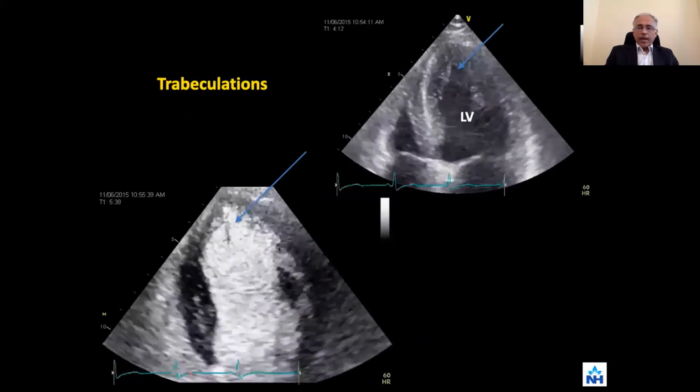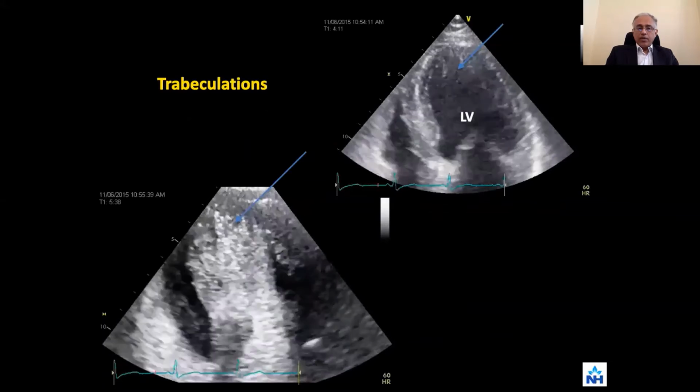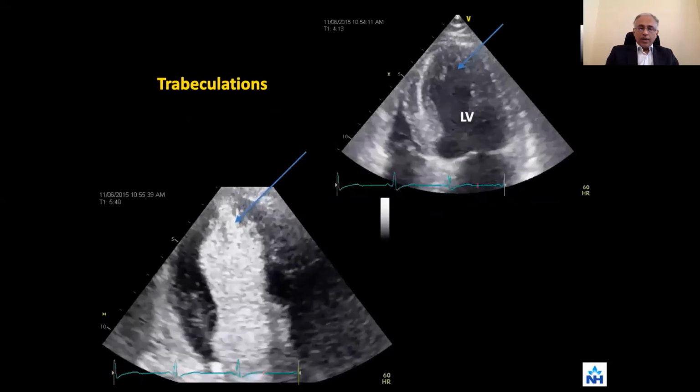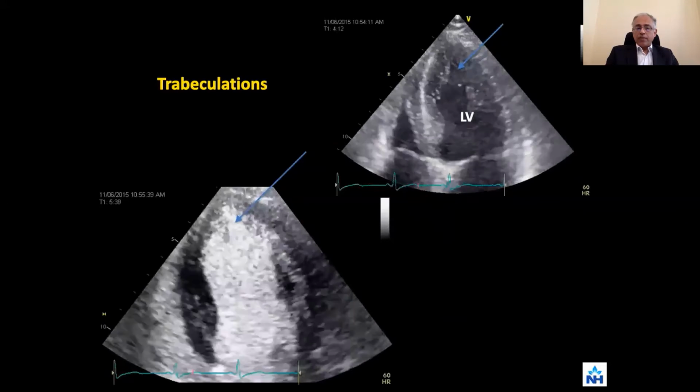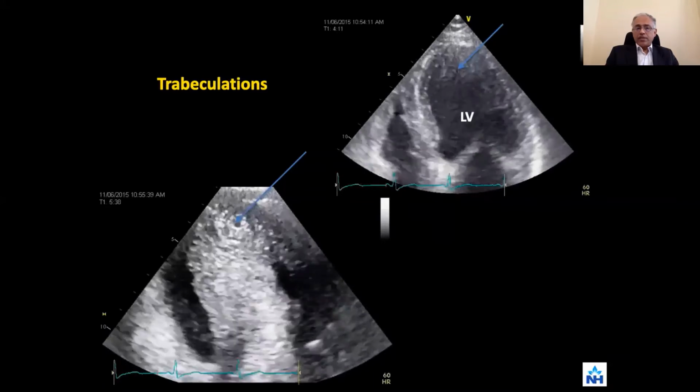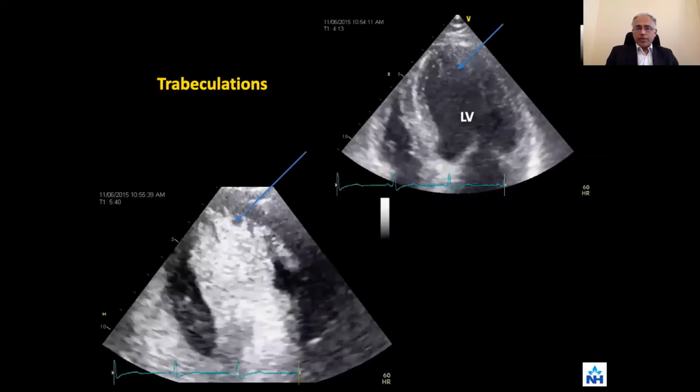So you can have the contrast echo. The contrast echo separates out the mass from the trabeculations. And this is of great help and great boon, as you can see here.